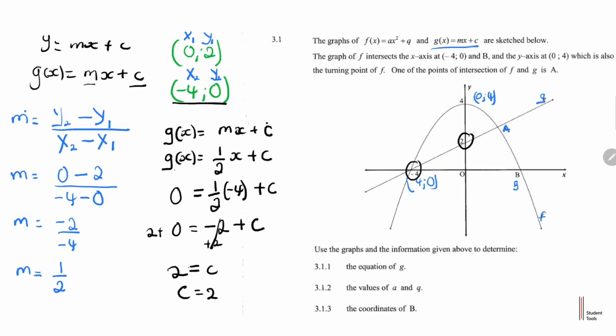So now we have the value of c. So that means now we can determine the equation of g. So g of x will be equal to, the gradient is 1 over 2x, and then c is equal to a positive 2. So this is how we get the equation of g. Okay, now let us move on to the next question.